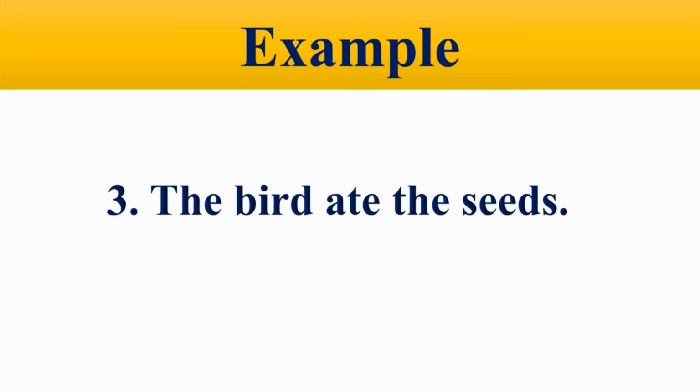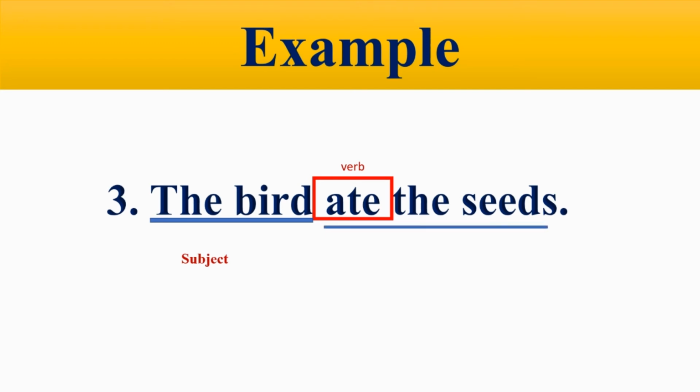Number 3, example. The bird ate the seeds. Remember the steps. What we did is identify the verb. What is the verb? Ate. Next, ask the question who or what. Who ate the seeds? The bird. So that is now our subject. And the rest, ate the seeds, is the predicate. Very good. It's very easy, right?